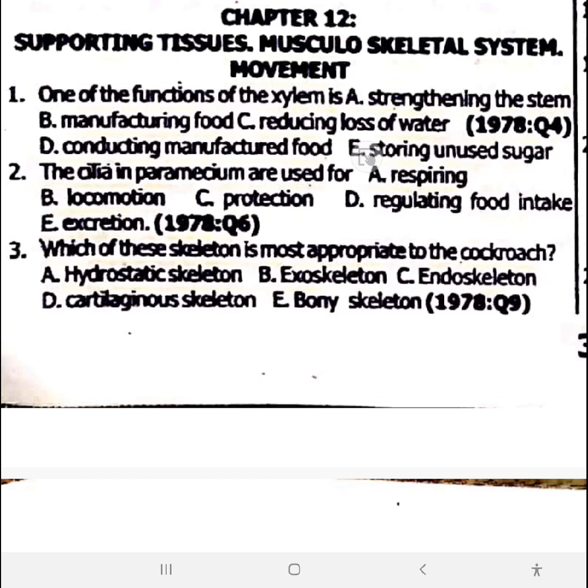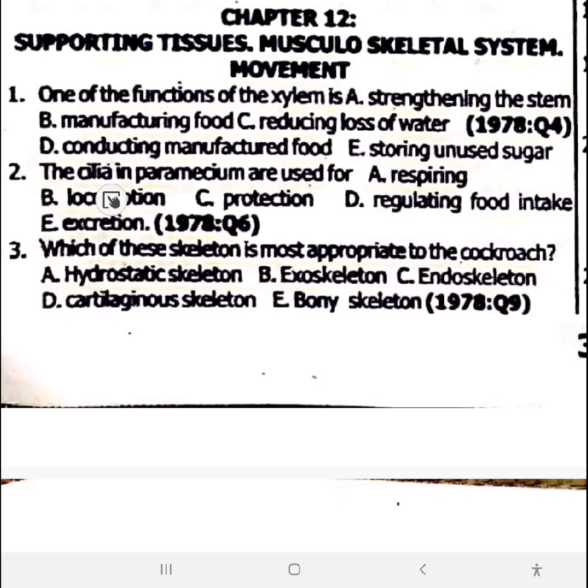Next point, supporting tissues in plants. 1. Parenchyma, P-A-R-E-N-C-H-Y-M-A. Next, collenchyma, C-O-L-L-E-N-C-H-Y-M-A. Next, sclerenchyma, S-C-L-E-R-E-N-C-H-Y-M-A. And lastly, xylem, which is also called the wood. So number 1 is option A. It helps to strengthen the stem.